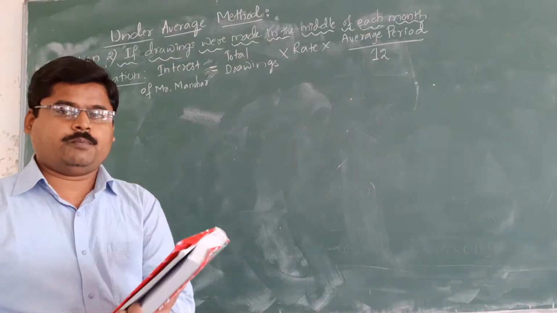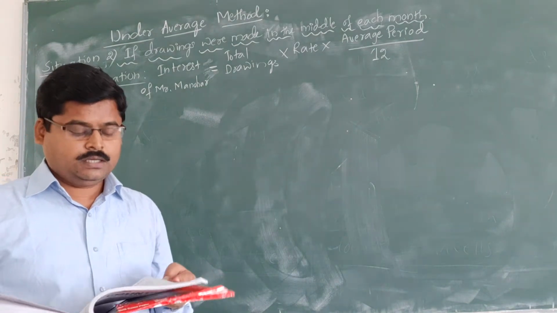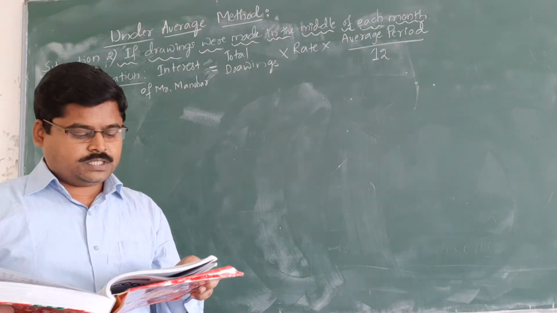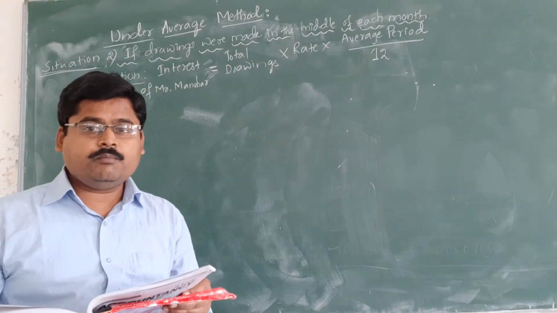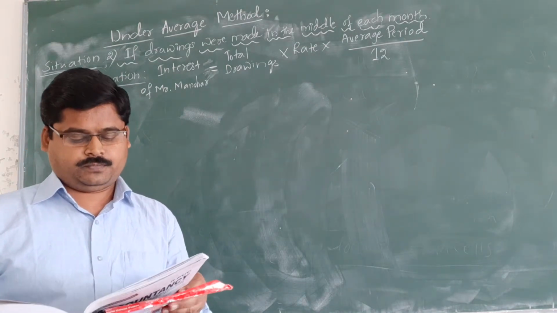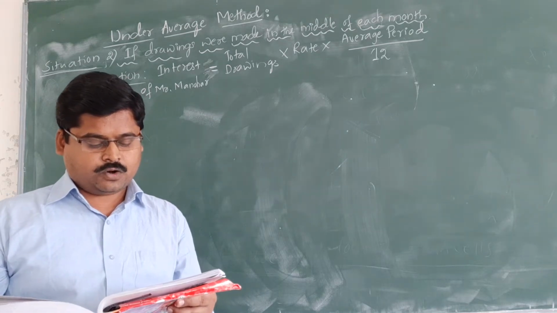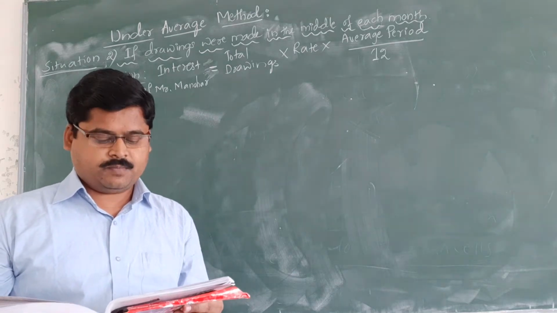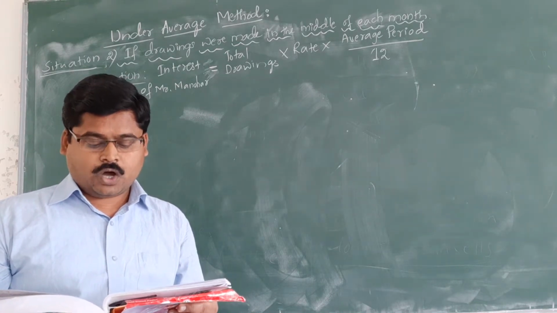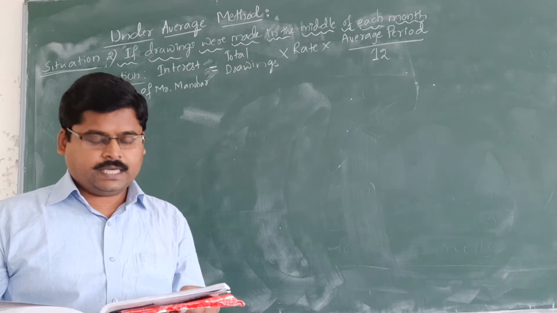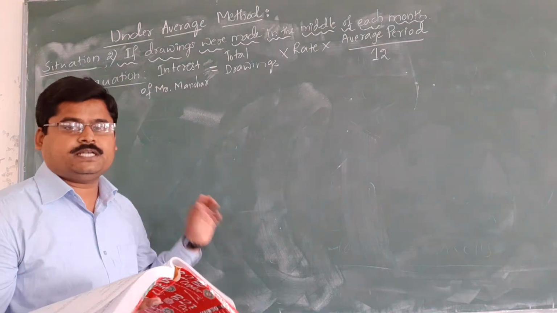If you go through the problem of Mr. Manohar, what they have given is, Mr. Manohar withdrew rupees 2000 in the middle of each month. The partnership deed provides for charging interest on drawings at the rate of 12% per annum. Calculate interest on Manohar's drawings for the year ending 31st December 2017. That is why the equation remains the same.